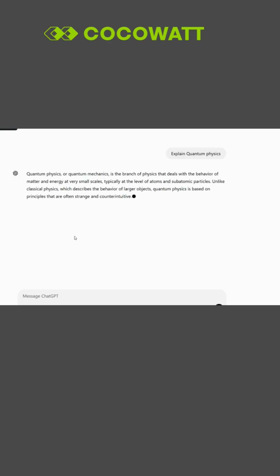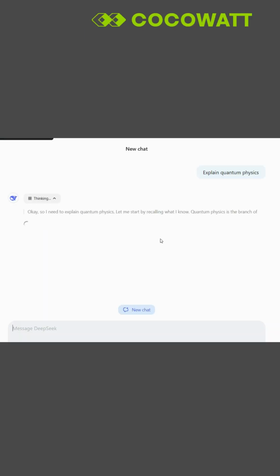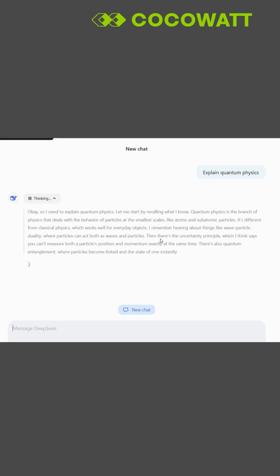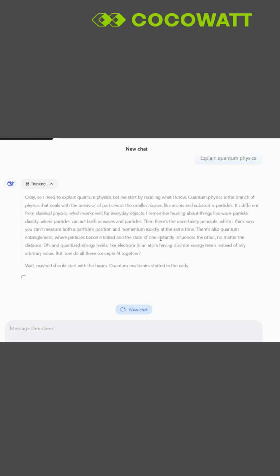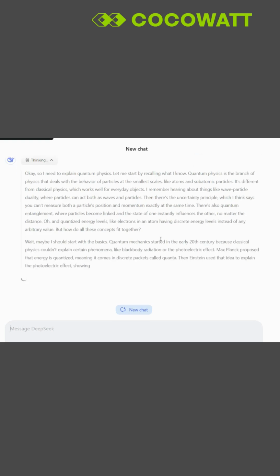Ask ChatGPT to explain quantum physics, and you'll get a textbook-style answer. But ask DeepSeek the same question, and the DeepThink R1 model delivers curated articles, videos, and even beginner-friendly roadmaps tailored to your learning style. ChatGPT writes answers.